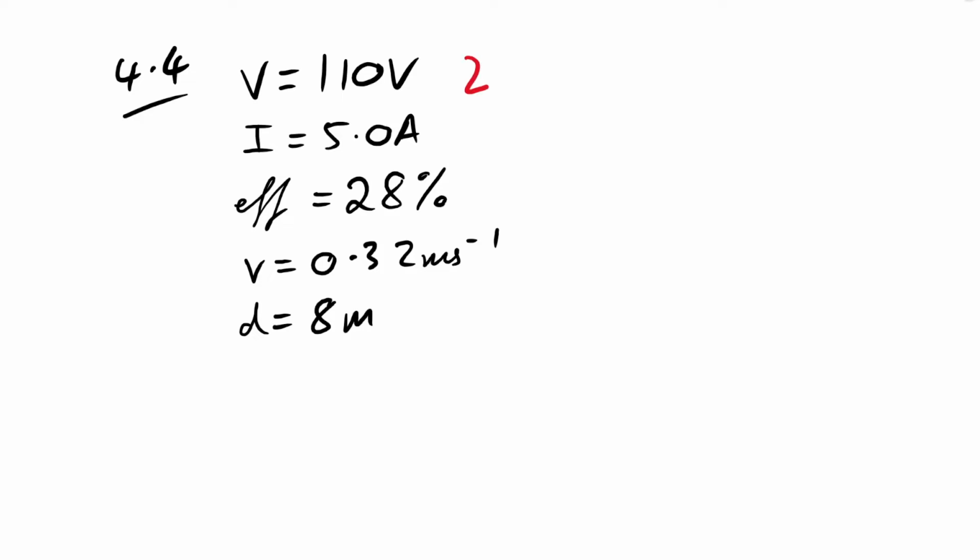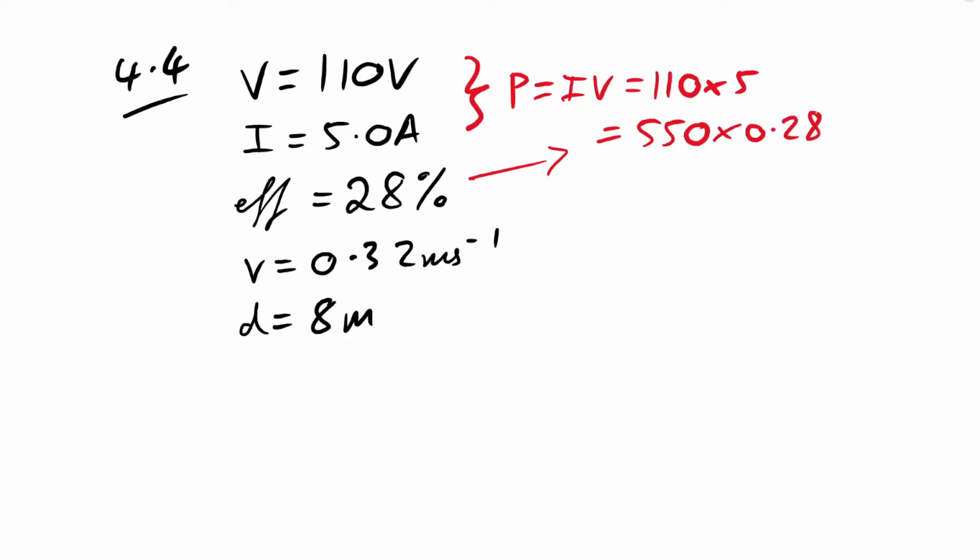So let's find out the power of the motor. So power is equal to IV, so that's going to be 110 times 5, so that's just going to give us 550. However, it's only 28% efficient, so we're going to times that by 0.28, and that gives us 154 watts. Okay, so we have the power of the motor. We know that the force to get these things up there, we saw was 85 newtons.